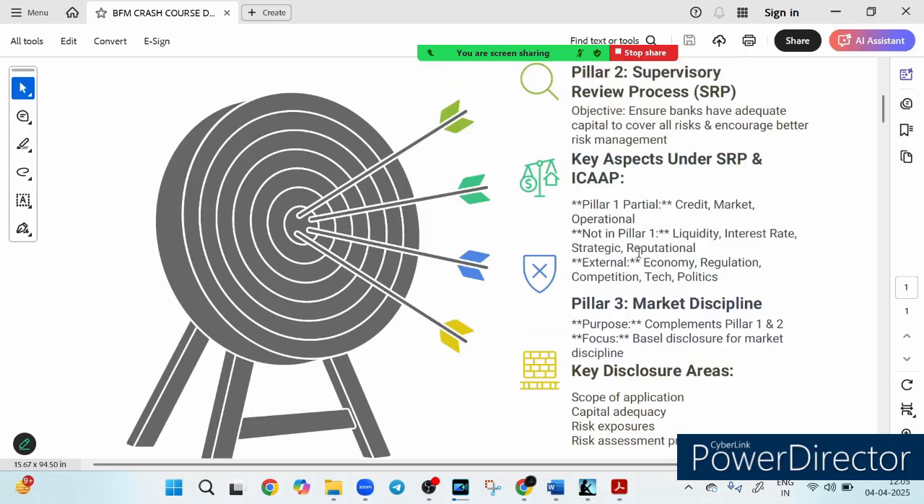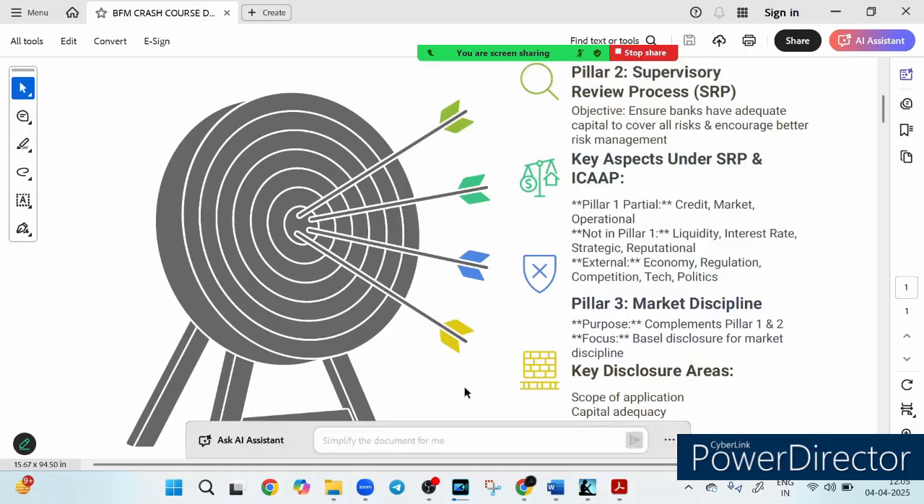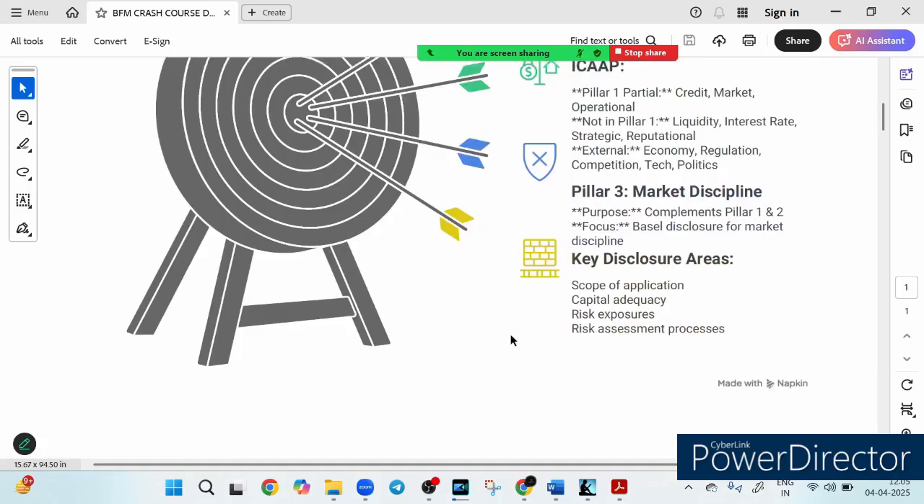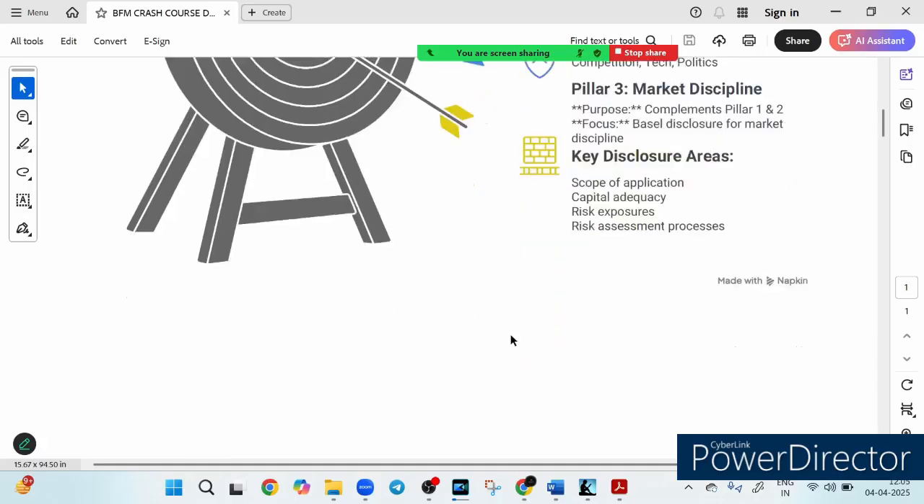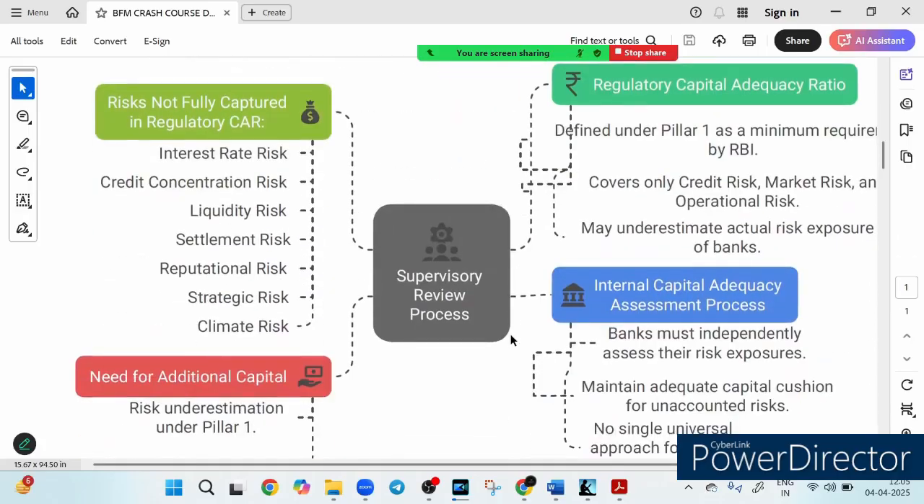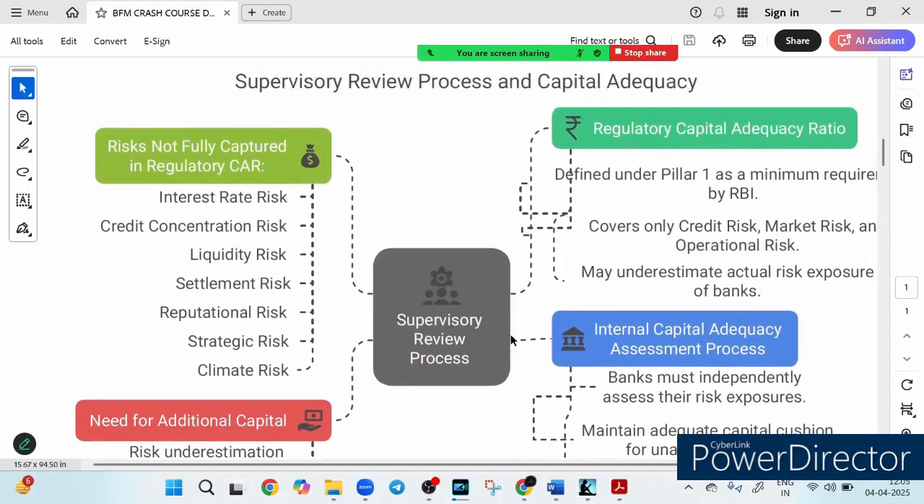What is SRP? What is the objective of SRP? What is market discipline? What is the focus of market discipline? What are the key disclosure areas? This we have discussed in this particular slide. Now let's look at this slide. In this slide, you will be able to understand each and every point regarding the SRP, which we call the supervisory review process.